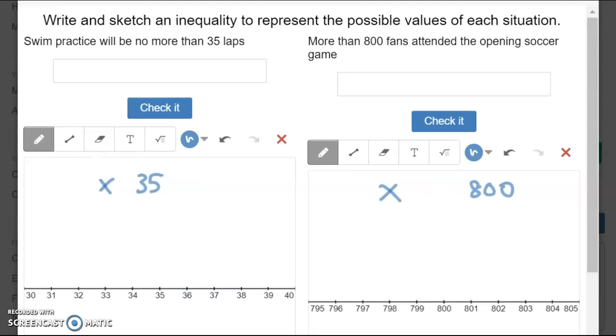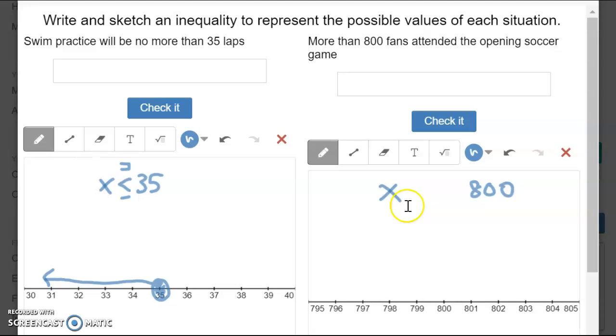Okay, next, swim practice will be no more than 35 laps. No more means it can be equal to 35, that's okay. But no more means it will not be more than that, that means it will be less than that. So x will be less than 35, or it could also be equal. So x is less than or equal to 35. So find my 35. Because of the bar, it could be equal to, I'm going to shade that in, and the inequality is pointing to the left.